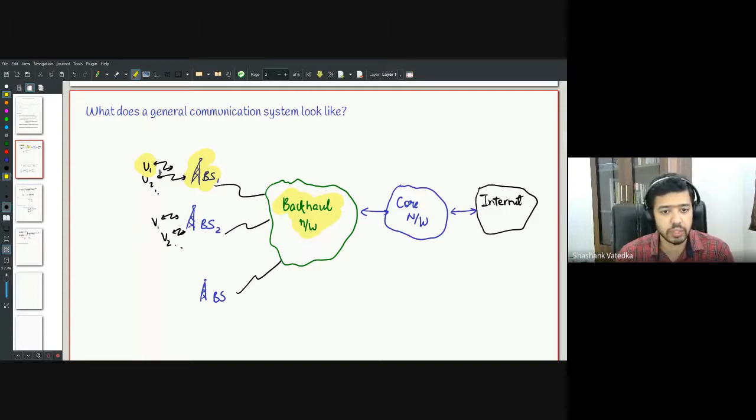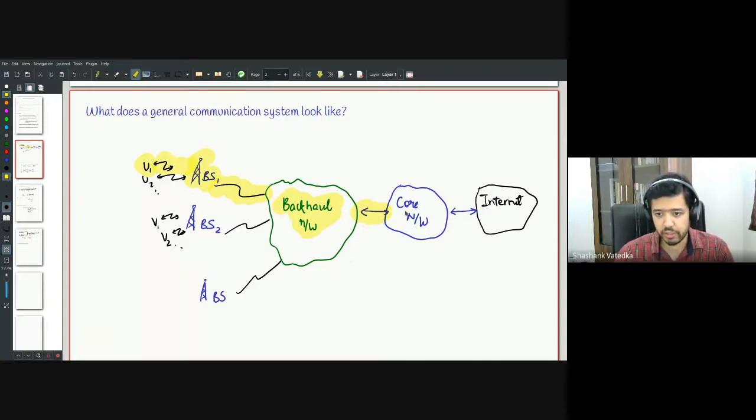So the link between us and the base station is of course wireless, but the links over here are typically wired, sometimes fiber optic, and this backhaul network generally communicates with the core network, which decides where this information has to be sent. Let's say you're calling your friend somewhere in another state or in another city, then it goes from the base station to the backhaul network to the core network, which decides where this needs to go.